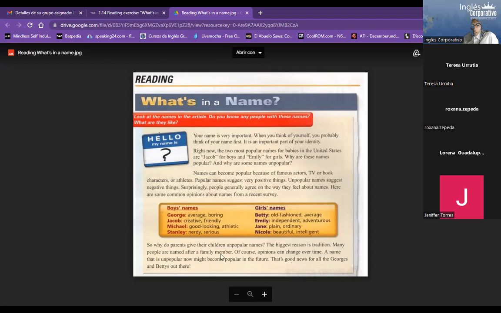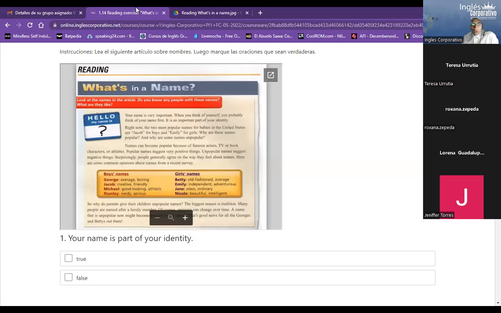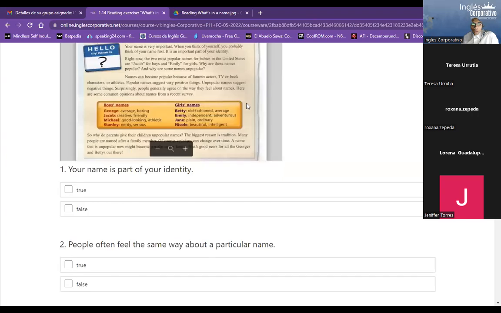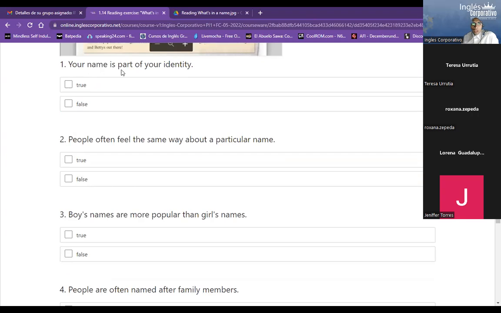The reading says, the biggest reason is tradition. Tradition. That's right. Tradición. Right now, the assessment. Your name is part of your identity. True or false? True. True. True.